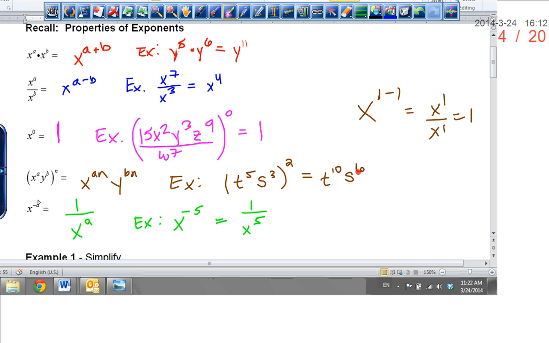Last thing, negative exponents kind of screw with us a little bit. We're not quite sure. Anytime it's in the numerator, and we have a negative exponent, it goes down to the denominator, and the negative exponent goes away, and we're left with a positive one. So negative 5, we get 1 over x to the fifth.